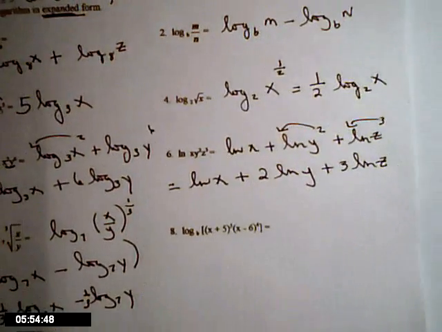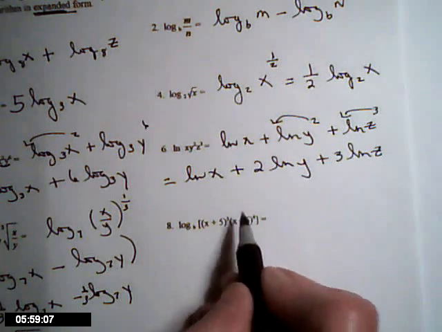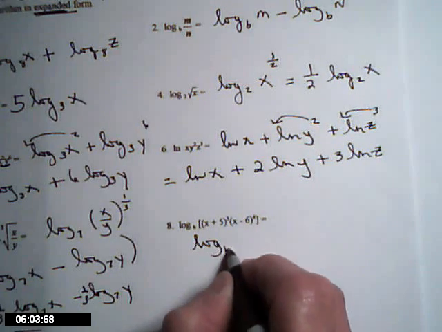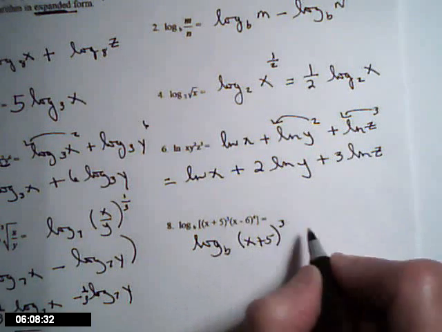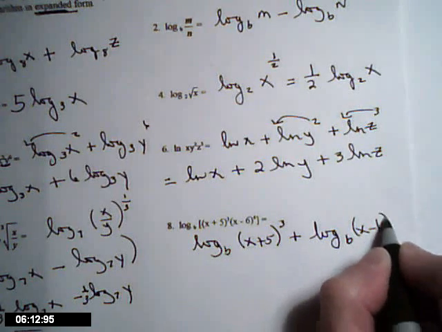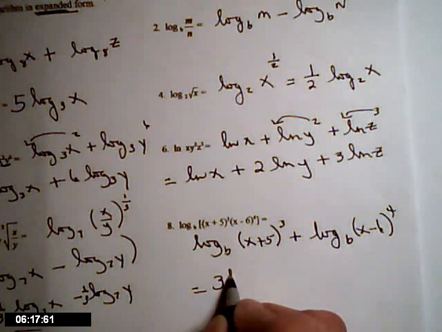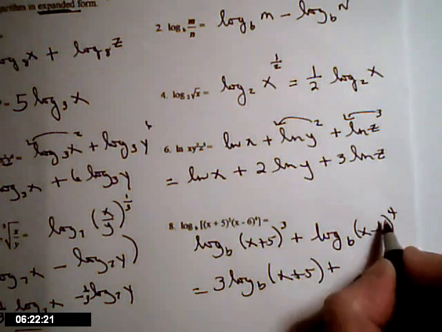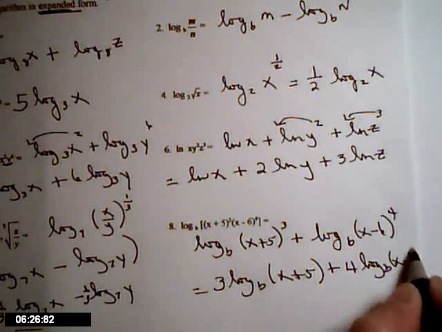Number 8 looks a little bigger, but it's really not. We have a product, we have a multiplication, and each factor has a power. So first we have log base b of x plus 5 to the 3rd, multiplication, so we add, log base b of x minus 6 to the 4th. Now we're going to bring our exponents in front, so 3 log base b of x plus 5 plus, bring the 4th over, 4 log base b of x minus 6.